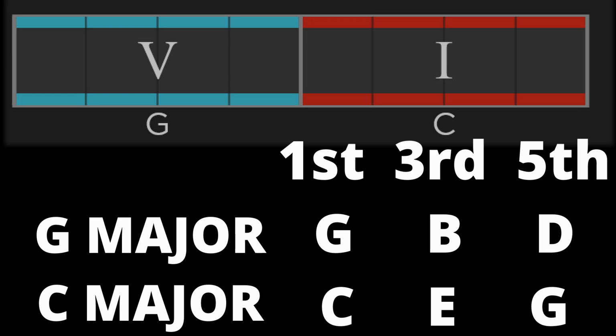Look at the middle note or 3rd note in the G major chord. It is B. This is the closest note to the root or tonic of C major. It is only half a step or a semitone away from it. This creates the strong pull or desire to resolve that we hear in the perfect cadence.